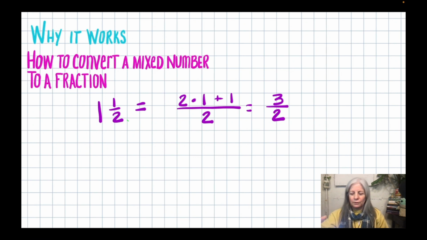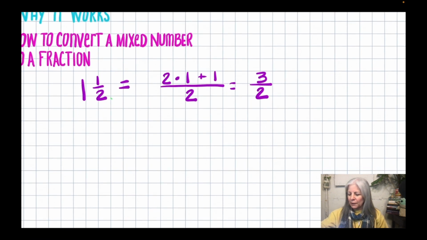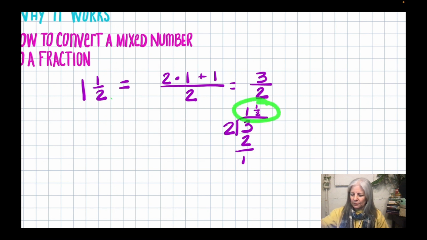And I can show you that this is the correct answer by dividing it out. So I do 3 divided by 2. So 2 goes into 3 one time. And 3 minus 2 is 1, so we end up with 1 1/2. And that 1 1/2 is exactly where we started, so everything's good. But it's easy to forget this little method.